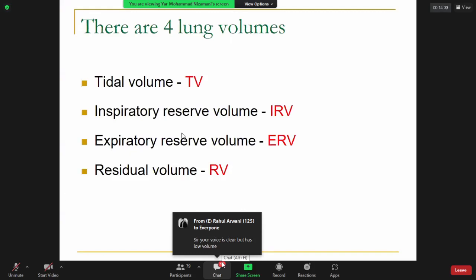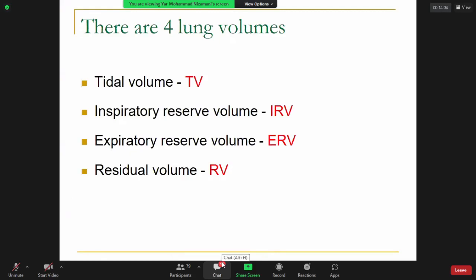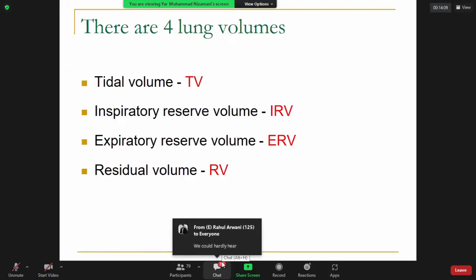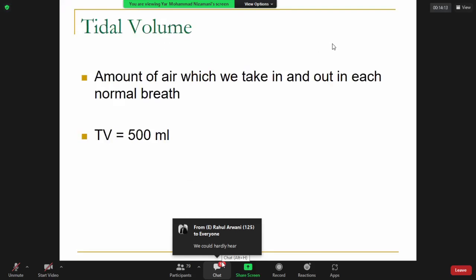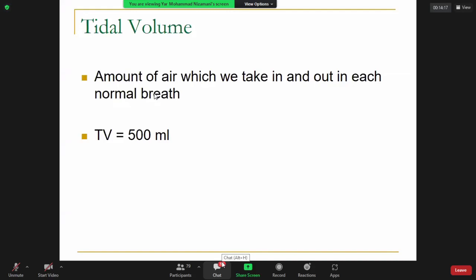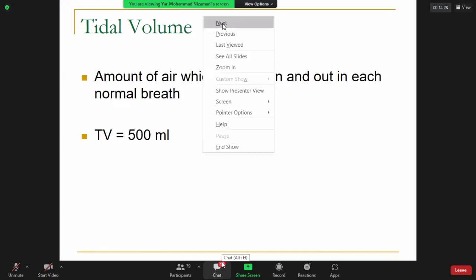TV, tidal volume. Tidal volume मतलब क्या है? It's the normal volume of air which we take in and out in each normal breath. Normally it is 0.5 liter, or normally it is 500 ml. This is your tidal volume. तो हर वक्त हम ले रहे होते हैं, ठीक है बच्चा?